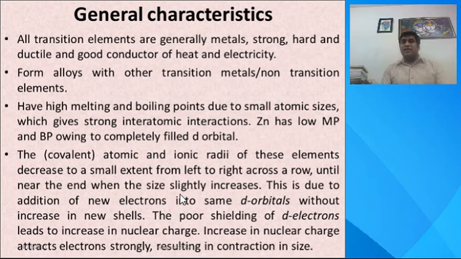Second, the d orbital, because of its imperfect geometry, exhibits a poor shielding effect. So the electrons in d orbitals shield nuclear charge inefficiently. And because of this inefficient or poor shielding of nuclear charge, the outermost electrons experience greater attraction from the protons. Consequently, there is a contraction in size.